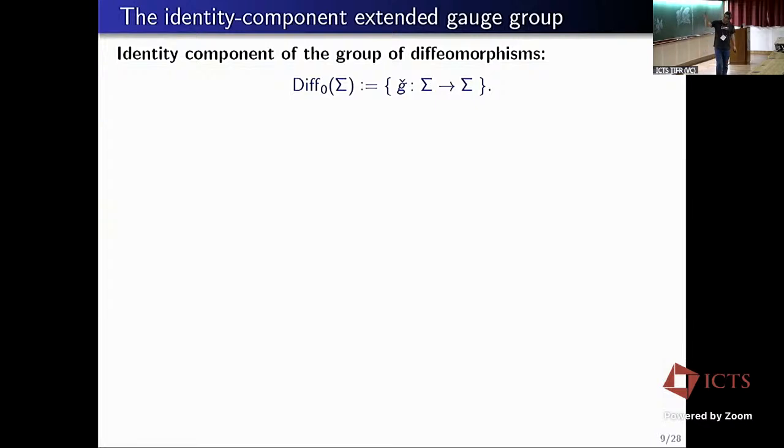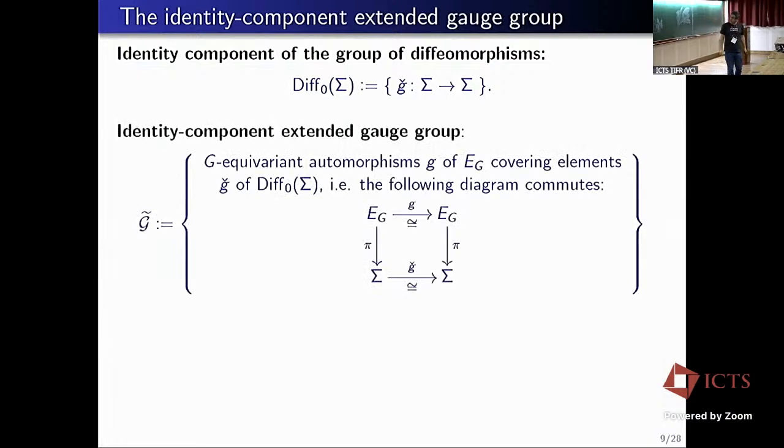So we start with the identity component of the group of diffeomorphisms, and we want it to act on the space of complex structures, J. So what we do is make this new extended gauge group, which is given by automorphisms of the principal bundle that cover elements of this identity component of the diffeomorphism group of the surface.